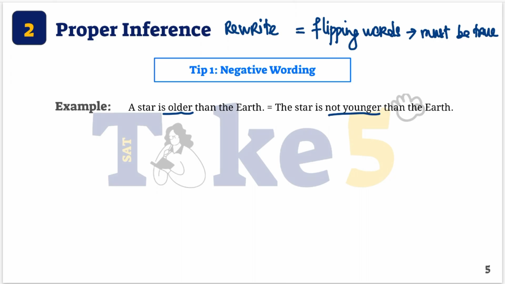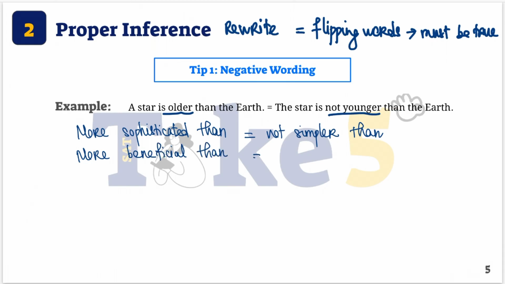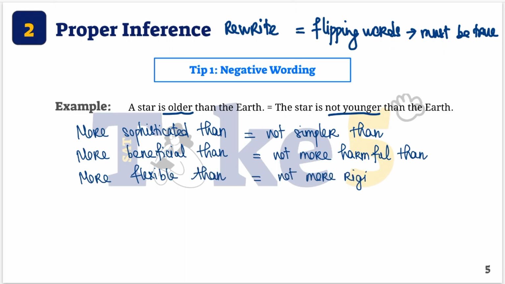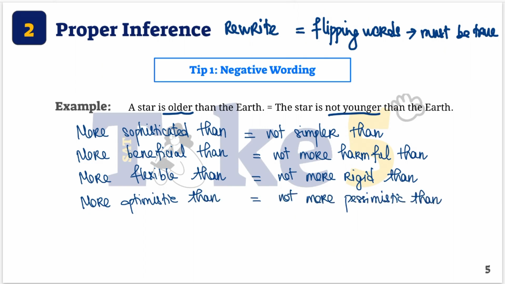Some other examples can be more sophisticated. More complex than can be rewritten as not simpler than, or more beneficial than is equivalent to not more harmful than, or more flexible can be not more rigid, or more optimistic is also not more pessimistic.